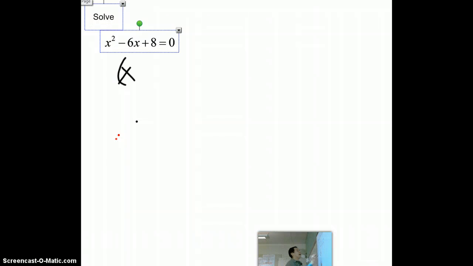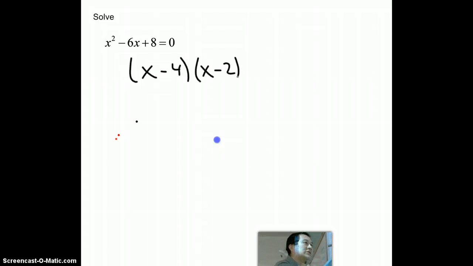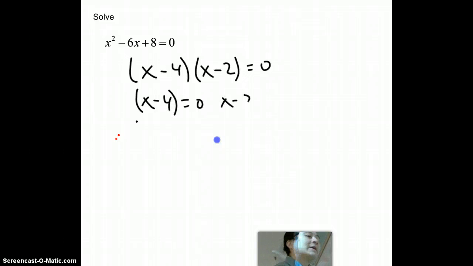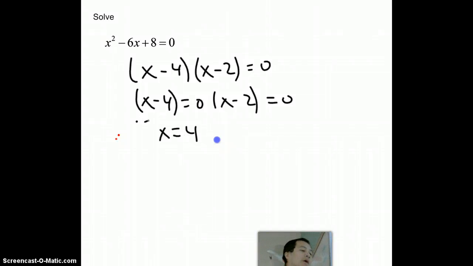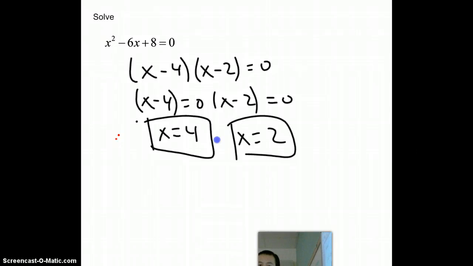Alright, take a look. Factor this: x minus 4, x minus 2 equals 0. Perfect. x minus 4 equals 0, x minus 2 equals 0. x equals 4, x equals 2. That's how you solve by factoring.